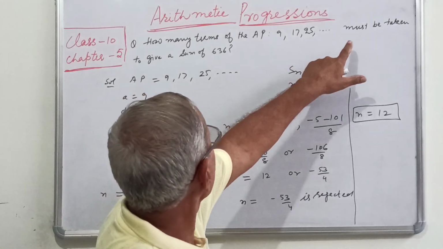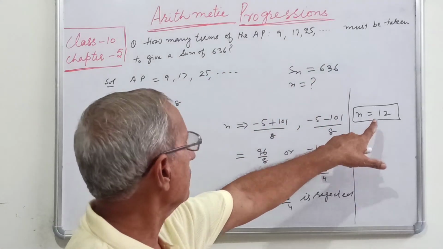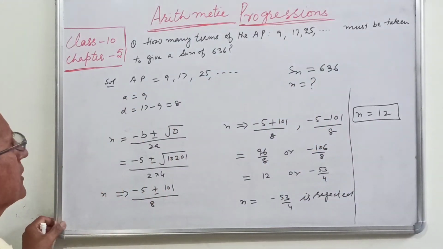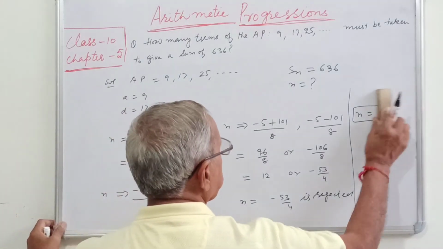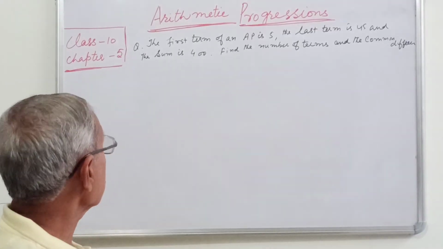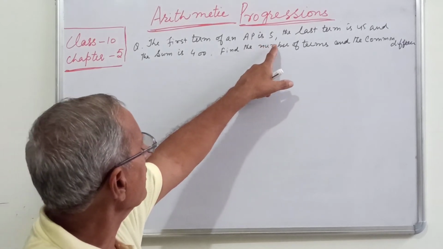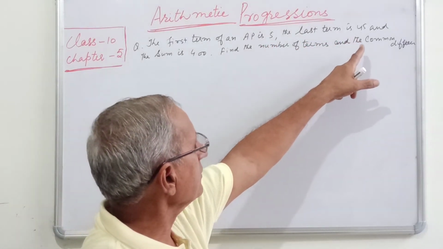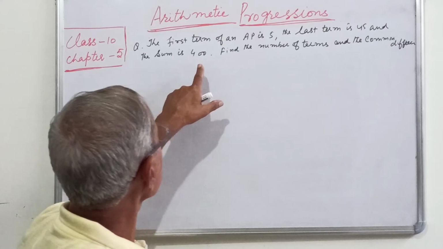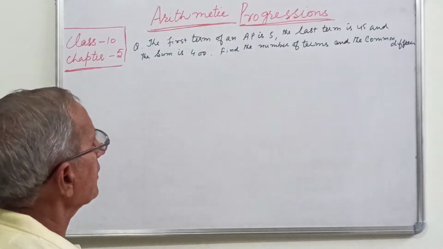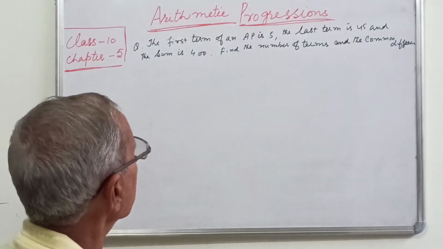So इसमें number of terms are equal to 12. तो 12 terms हैं जिसका sum जो है 636 है. Next question. The next question is the first term is 5, the last term is 45 and the sum is 400. Find the number of terms and the common difference.